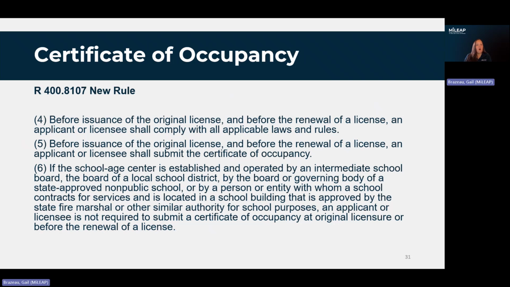Now we have gone through all of our new terms and definitions, so we're going to be looking at new rules or amended rules. Rule 8107, this is a new rule. Subrule 4 states that before the issuance of the original license and before the renewal of a license, an applicant or licensee shall comply with all applicable laws and rules. Subrule 5 states before issuance of the original license and before the renewal of a license, an applicant or licensee shall submit the certificate of occupancy.